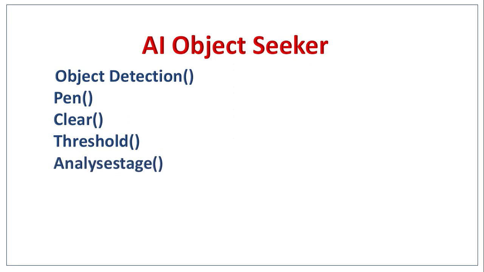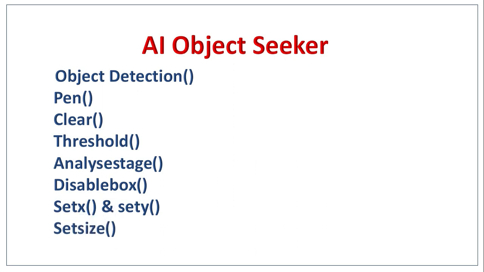Then the analyze stage function is used to analyze the image on the stage. Then the disable box function is used for disabling the boxes that appear on the stage around objects. Set x and set y functions are used to set the x position and the y position of the sprite. Now the set size function is used to set the size of the sprite. The class function gives the class of the respective object that is detected, like person, car, etc.